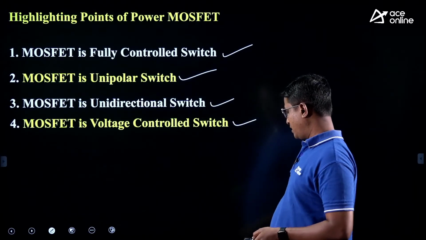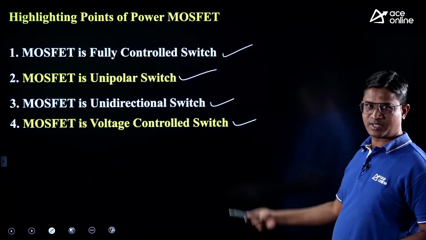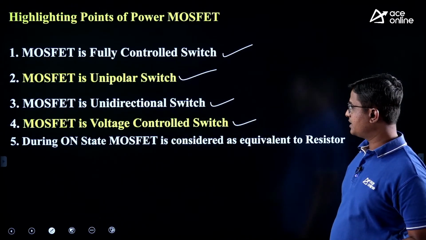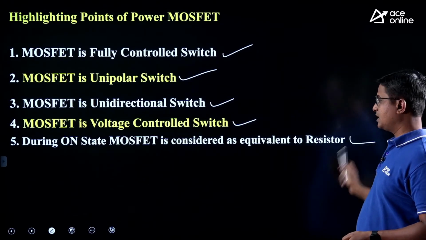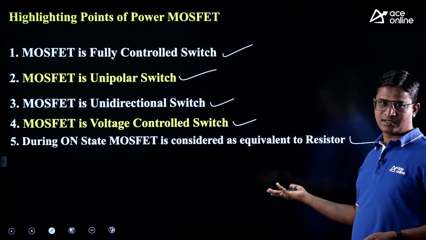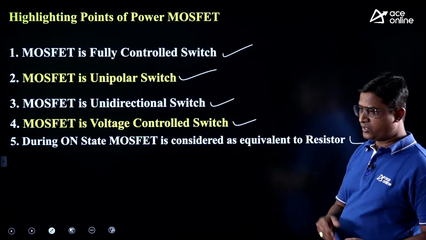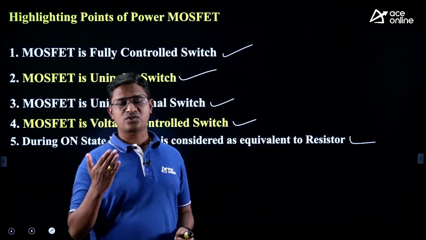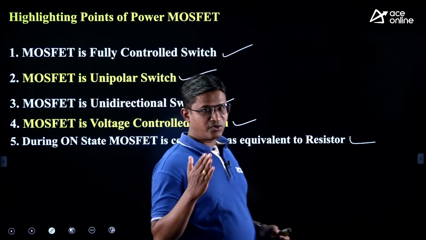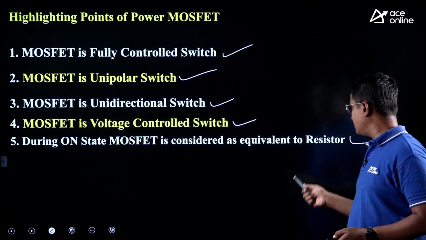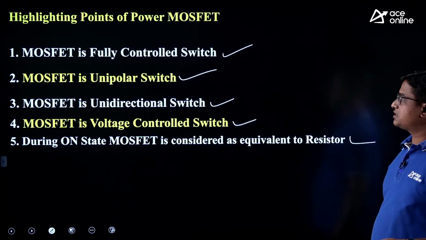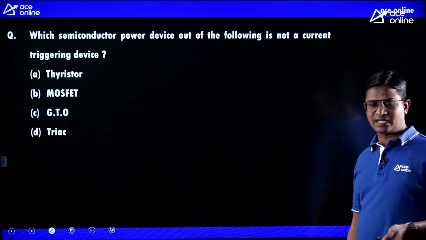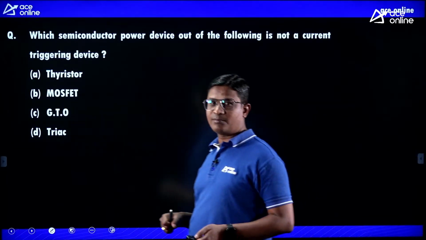This is a voltage control device like your IGBT, okay? IGBT is also voltage control. And during on state, MOSFET is like a pure resistor. During on state, BJT is like a pure voltage source, constant voltage. During on state, MOSFET is like a pure resistor. So these are some of the points regarding chapter number 1.